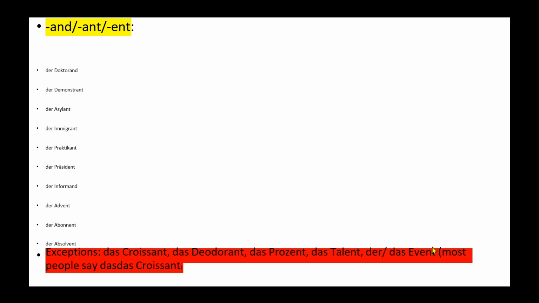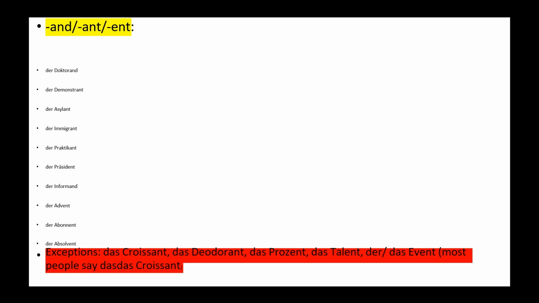If you know these exceptions, you will already know that all the other words fall under their categories, and you will not make any mistakes like "das Croissant". It has ANT, but it follows the neutral article, not the masculine article. Das Croissant, das Deodorant, das Frozen, das Talent, das Event. Most people say "der Croissant", but it's okay. We can say das Croissant, das Event. So learn these exceptions. It will help you.